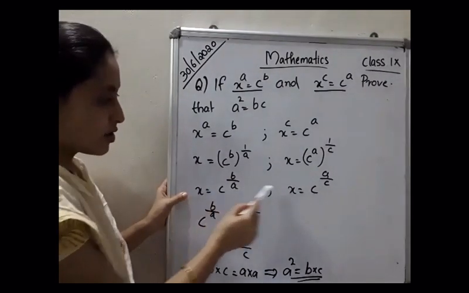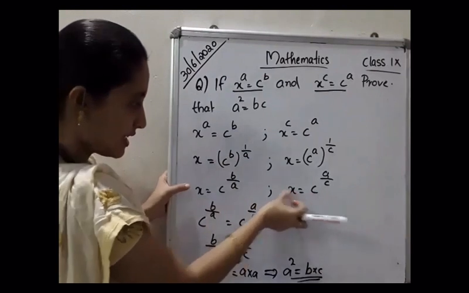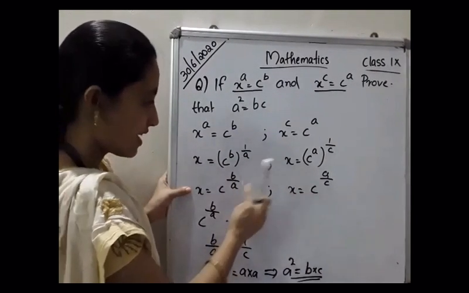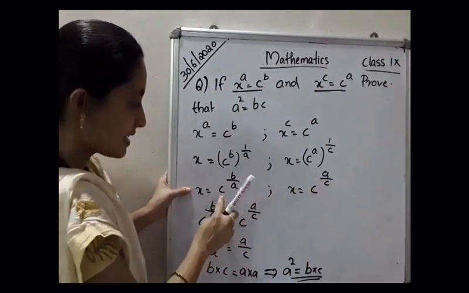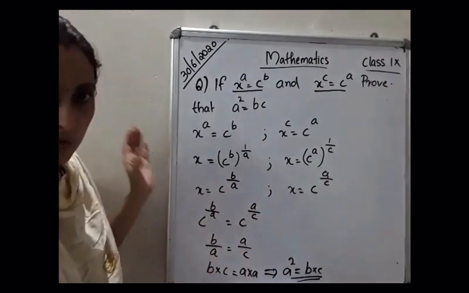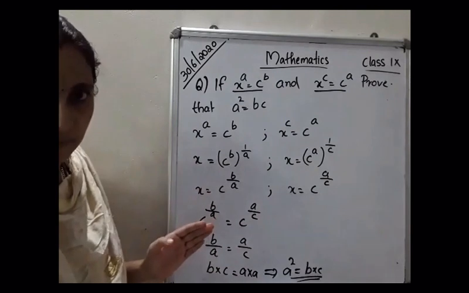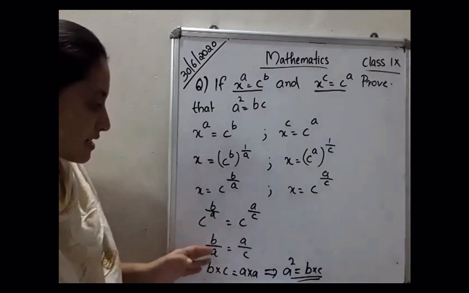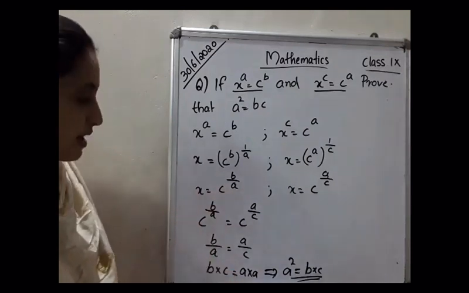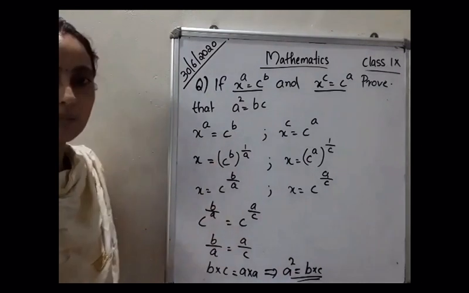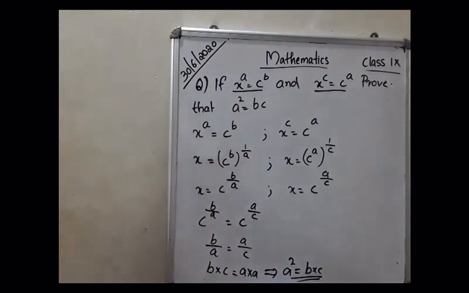So x is equal to, here also x is equal to. So LHS is the same, so you can equate the RHS, that is c raised to b by a is equal to c raised to a by c. So that thing you have to keep in your mind. Then equating the powers, that is b by a is equal to a by c, then cross multiply, and then we got the answer. And the last step is hence proved. So please write down.